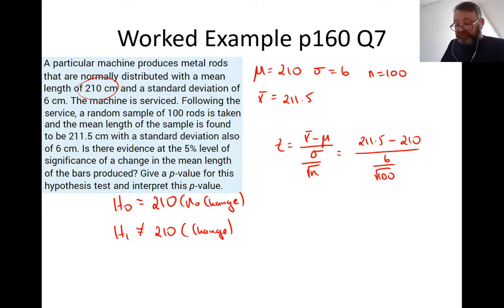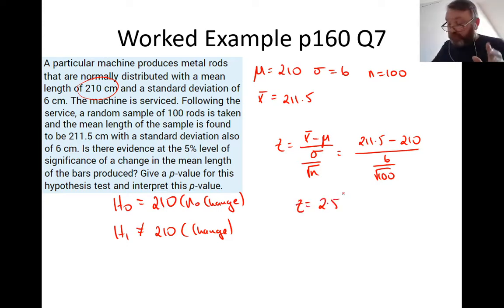That's 1.5 on the top because 211.5 minus 210 is 1.5. So just put the 1.5 on the top. And then the fraction on the bottom is 6 over 10, or 6 over root 100, whatever way you want to put it yourself. And that comes out as 2.5. So now we get z equals 2.5.